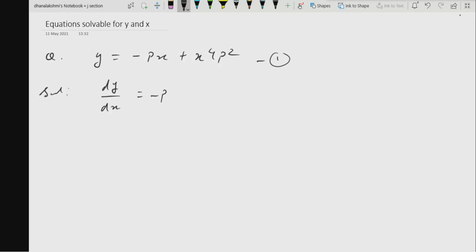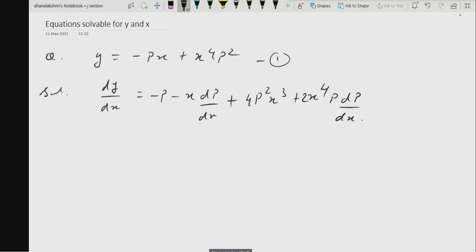For x it will be 1, then minus x as it is, for p it will be dp by dx. Plus again you have two terms here, so p square as it is, for x to the power 4 it will be 4x cube, plus then x to the power 4 as it is, for p square it will be 2p dp by dx. Understood all of you? Yes, ma'am.